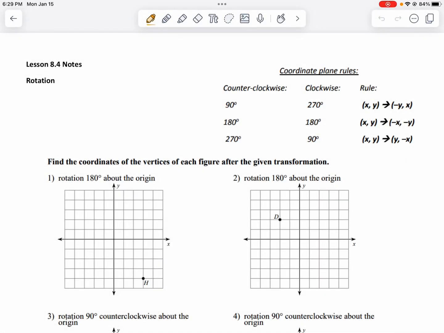Hi, ladies. Your notes for today are going to be over lesson 8.4. We're going to be talking about rotations.